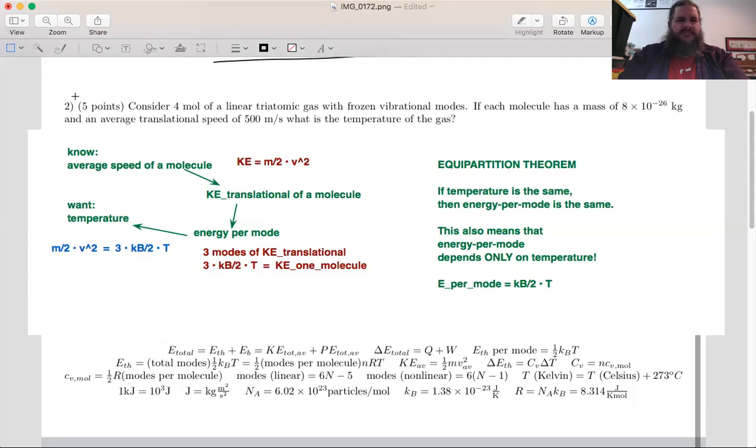Divide both sides by 3 times kB over 2. Yeah. If we divide both sides by 3 kB over 2, then on the right side, those cancel out. We're left with just temperature.